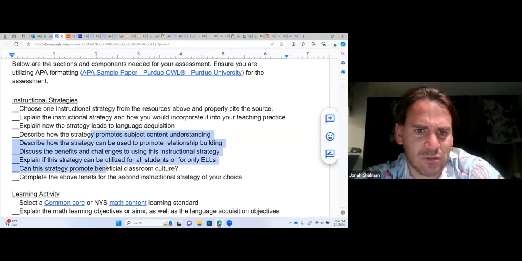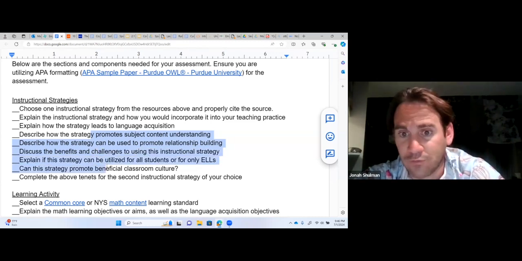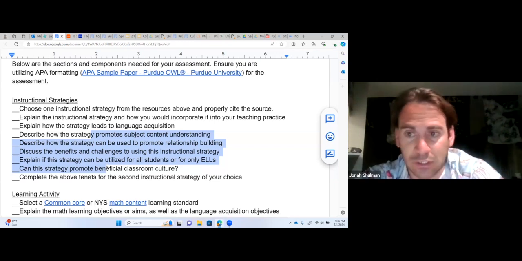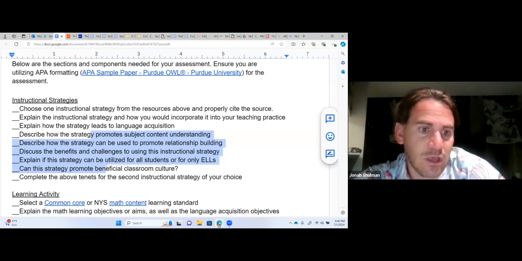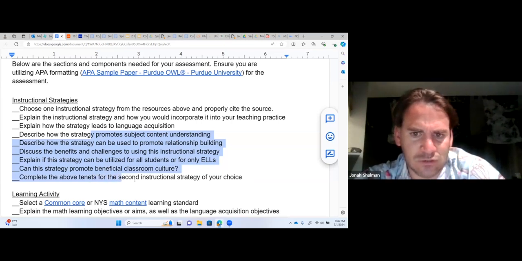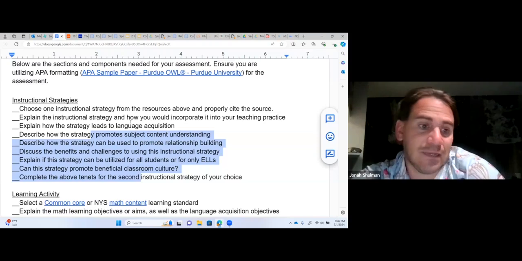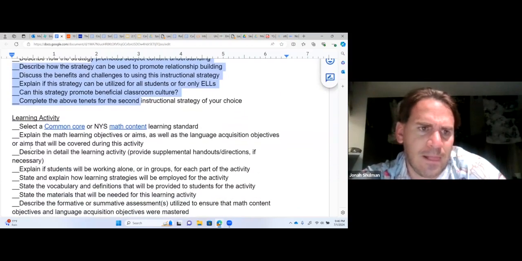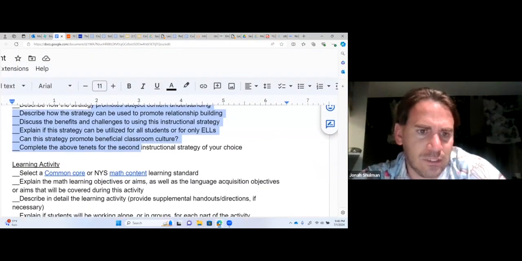Explain whether the strategy can be utilized for all students or only for English language learners. Is it everybody or just for English language learners? Can the strategy promote beneficial classroom culture? And complete the above for a second instructional strategy. So you have to pick two. You've got to make two instructional strategies. Then you've got to do a learning activity.